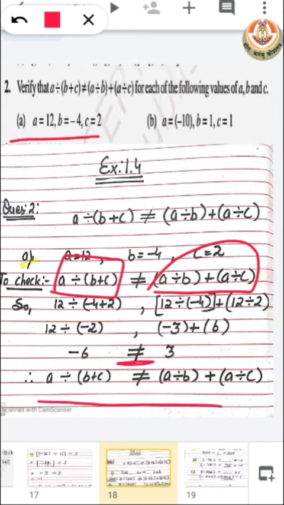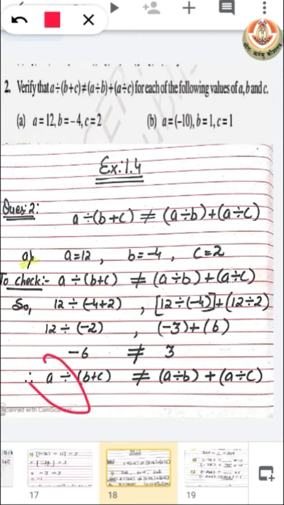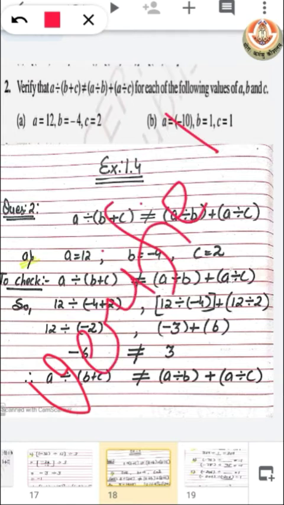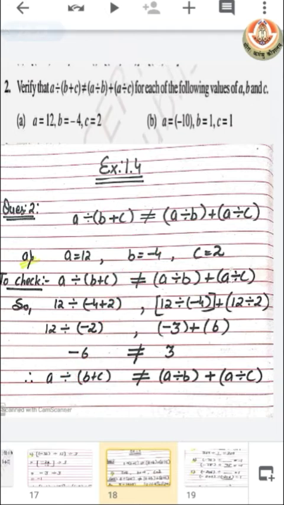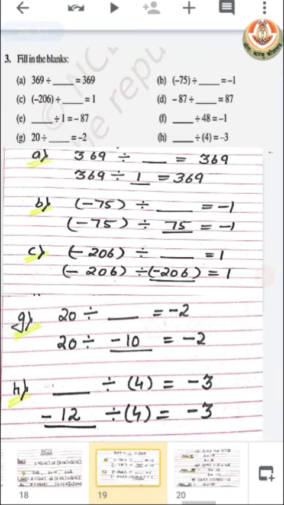Therefore, the given equation is verified. Okay, class? It is verified. Similarly, you have to solve for part B, which is your practice question for today's class. Okay, let's move on to the next question.